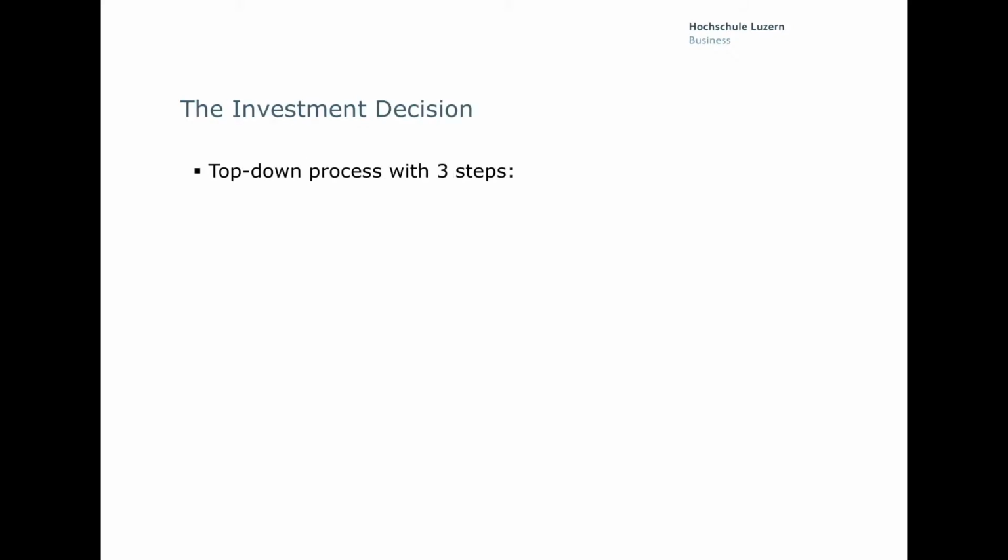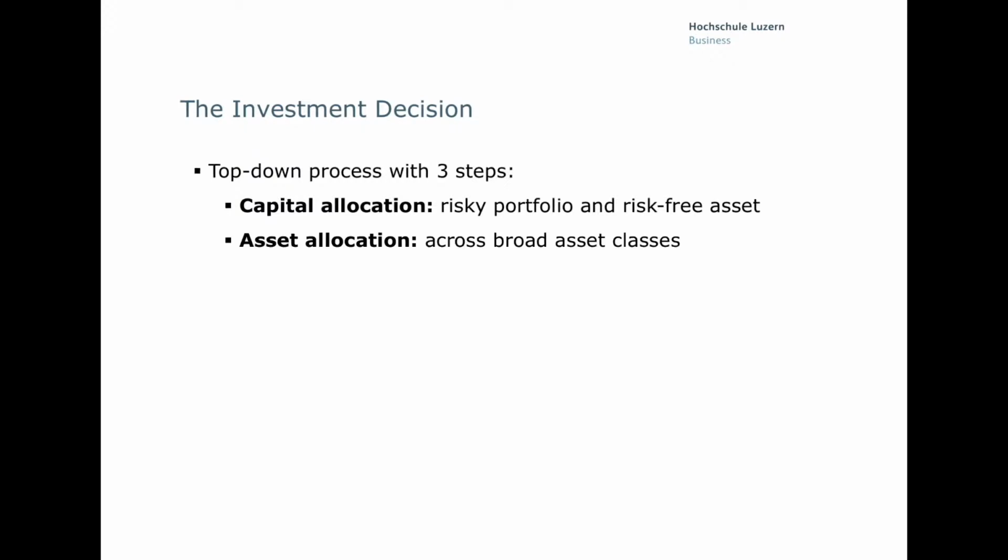The investment decision can be viewed as a top-down process. First, capital allocation between the risky portfolio and the risk-free asset, as learned in the previous session. The process of capital allocation determines the investor's exposure to risk.